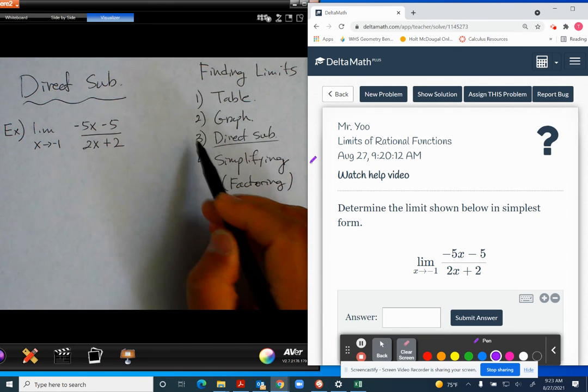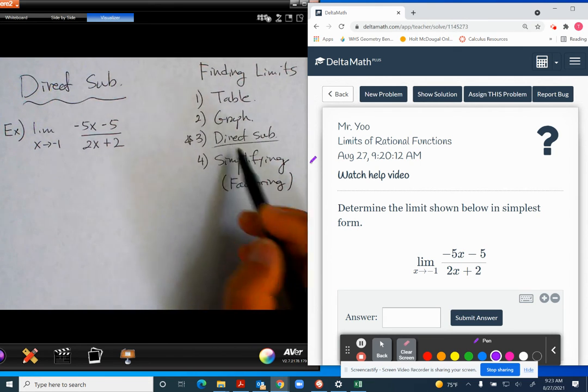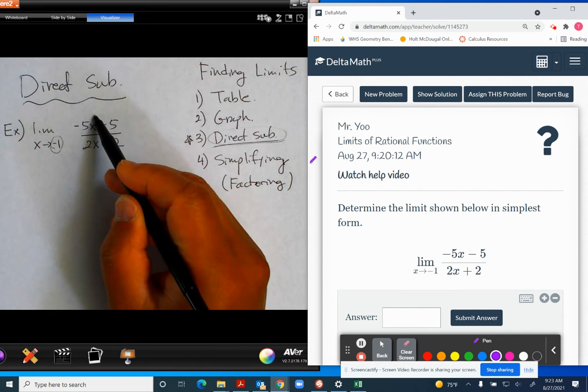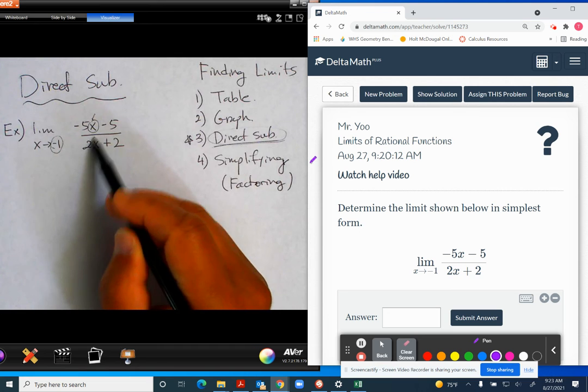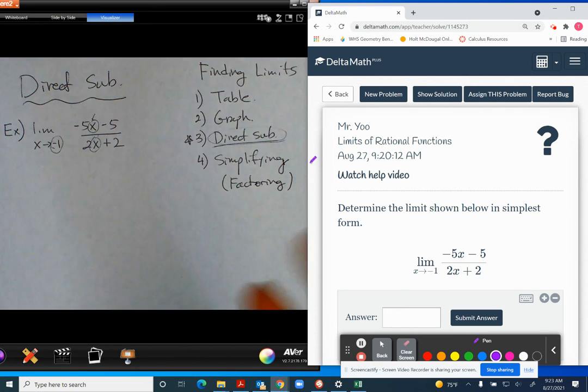All right, I want to start with direct substitution at all times. So what does it mean to directly substitute? You just take this -1 and plug it into x, and plug it into x. That's all it means, okay? Direct substitution just means directly substitute.